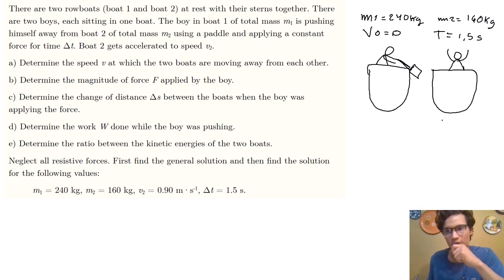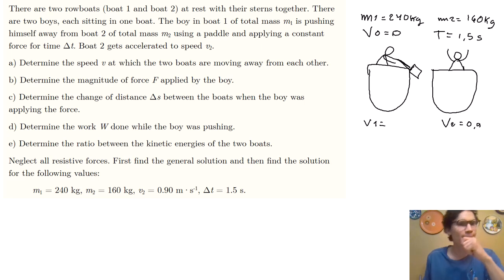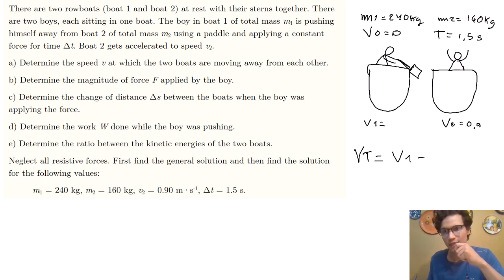We also know the velocity of boat 2 is 0.9, but we don't know the velocity of the first boat. It's not 0. We are looking for it. And we need that because the first question is to determine the speed v at which the two boats are moving away from each other. So that is basically the total speed, the sum of both speeds, velocity 1 plus velocity 2. But we lack velocity 1. How do we find that?